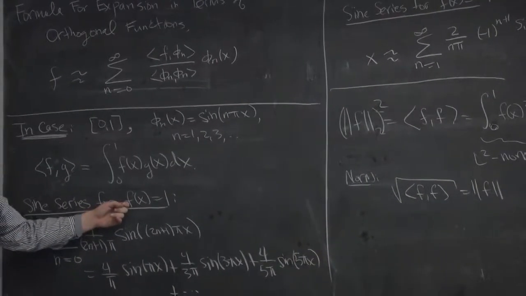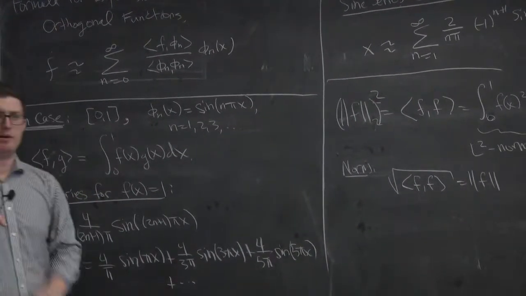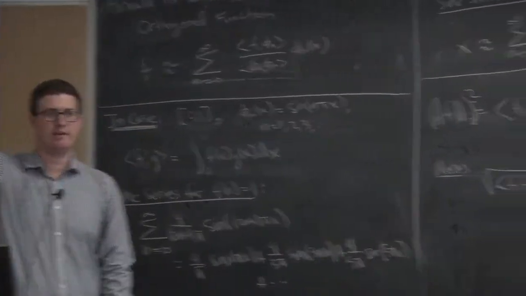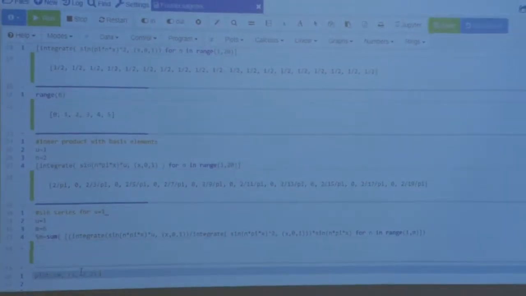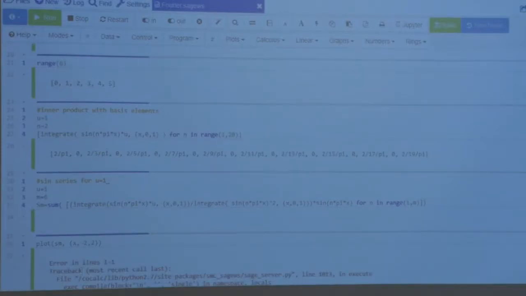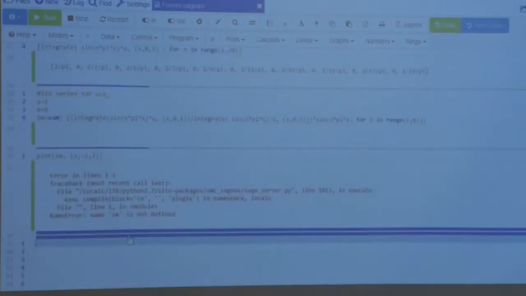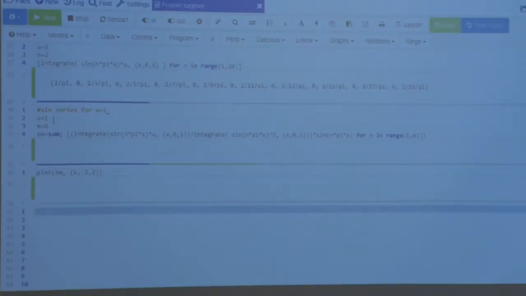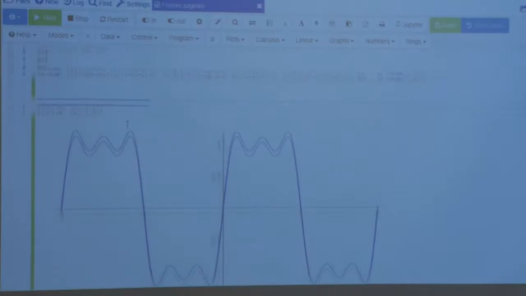f of x is equal to 1. The graph of f of x equal to 1 is, well, you just set y equal to 1 and you just go straight along. So that's what this thing should look like. That's what we're trying to capture, and we're trying to capture it on the interval 0 to 1. Oh, what have I done? What's going on? Oh, there's a capital. Right. All right, there we go.